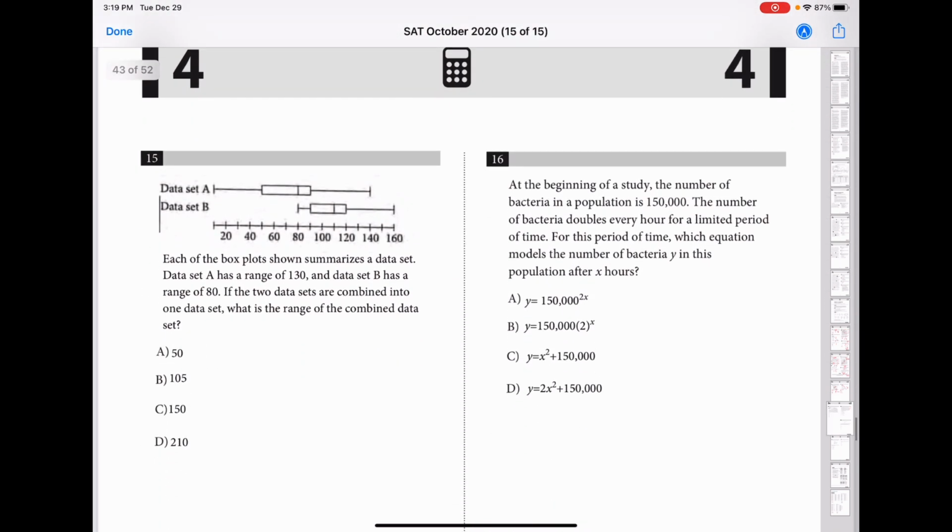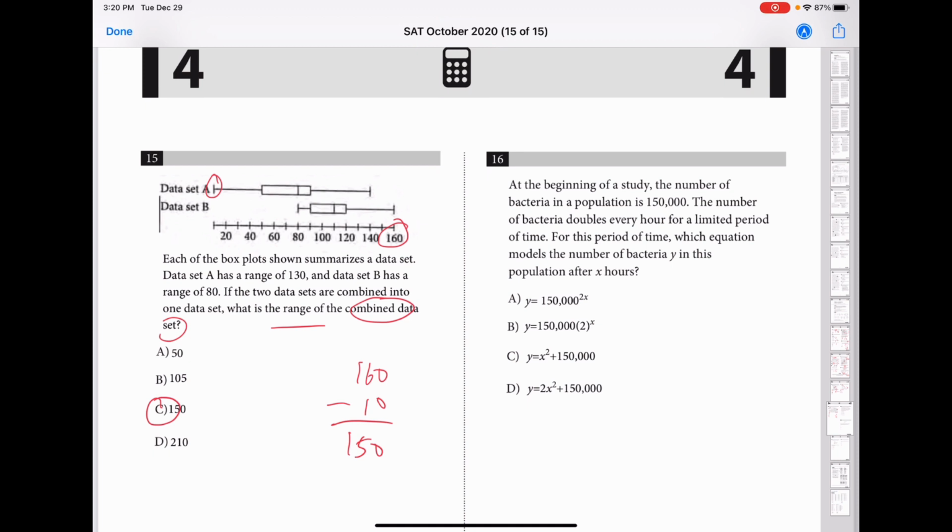Number 15. Each of the box plots shown summarizes a data set. Dataset A has a range of 130 and dataset B has a range of 80. If the two datasets are combined into one dataset, what's the range of the combined dataset? So maximum minus minimum. The maximum of B is 160, and when we combine it with A, the minimum is probably down over here, approximately 10. So 160 minus 10 is about 150, so the range is C, 150 for number 15.